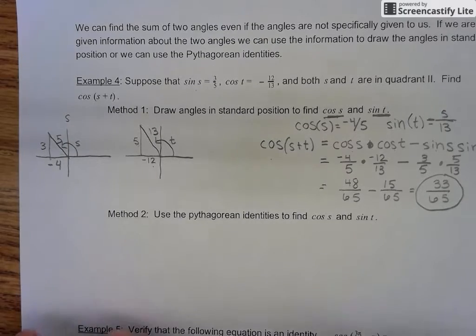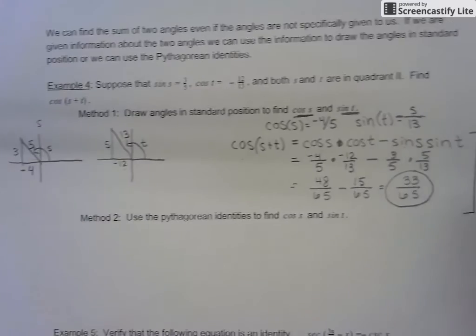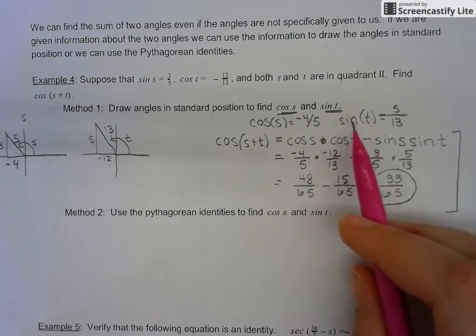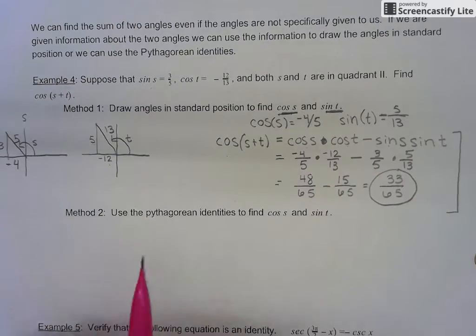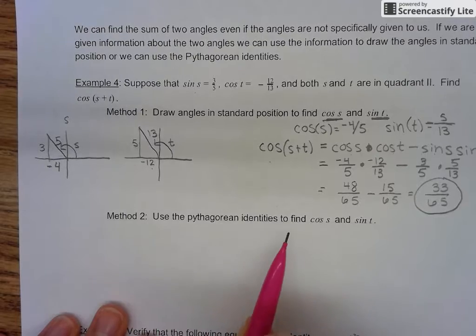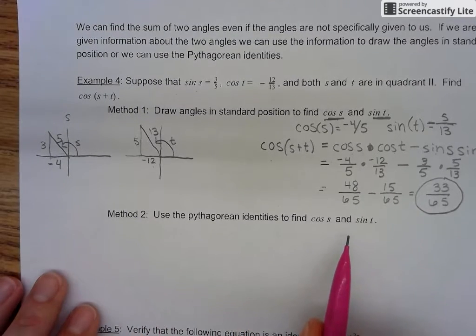Your other option basically turns out the same. It's going to have this part of the problem as the same, but to find your cosine of s and sine of t, it would be a little bit different. If you didn't want to draw these pictures, we could have used the Pythagorean identities to find cosine of s and sine of t.